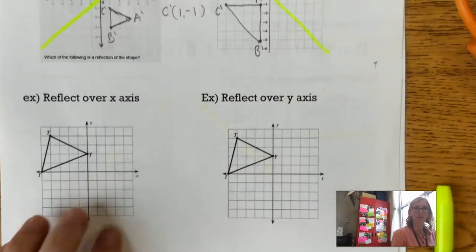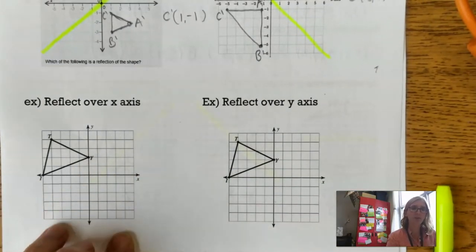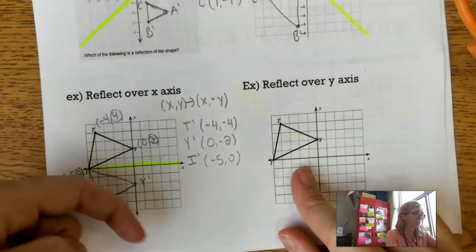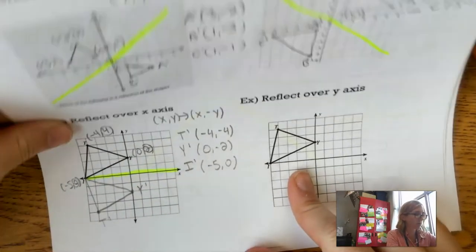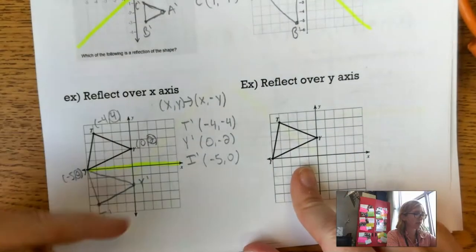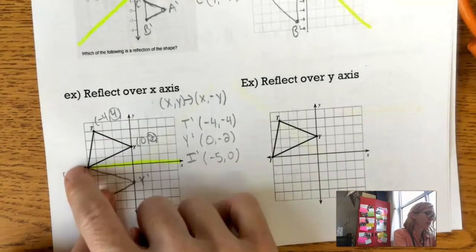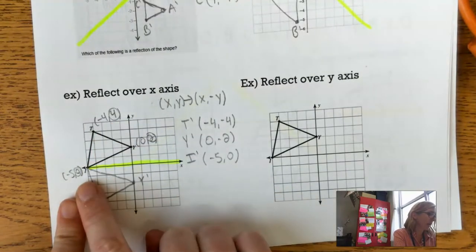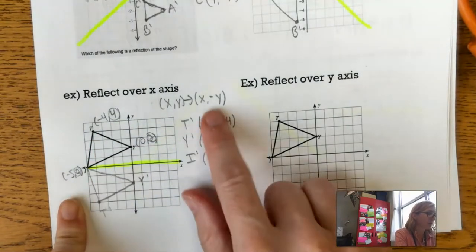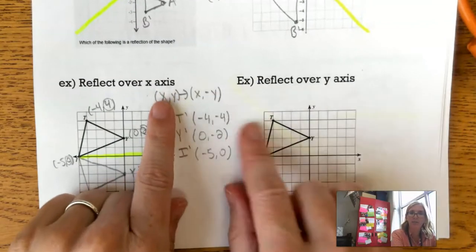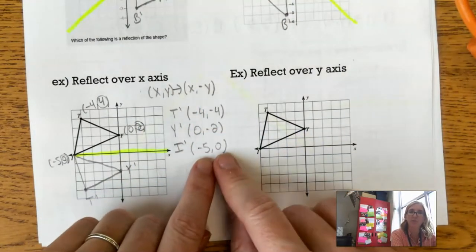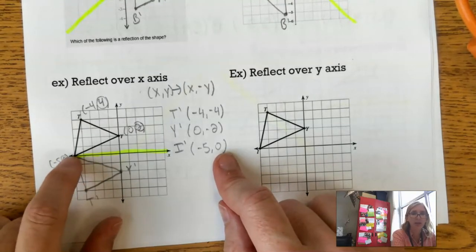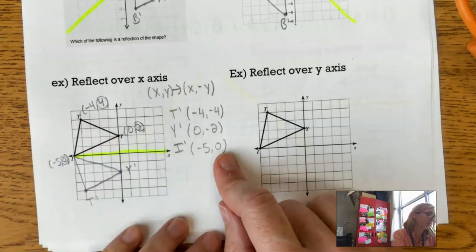All right, pause the video and try this example. Reflecting over the x-axis, use the rule. Okay, here's what your image should have looked like. If we're reflecting it over the x-axis, you'll see that I could fold that x-axis and the points will line up. I flipped it over. So I found the pre-image points for each one. Y is (0, 2), T is (-4, 4), and I is (-5, 0). All I did was change the sign of the y. That's my rule. So everything changed except for the 0. The 0 stays the same because you can't have a -0. So that point I is exactly on the line of reflection.